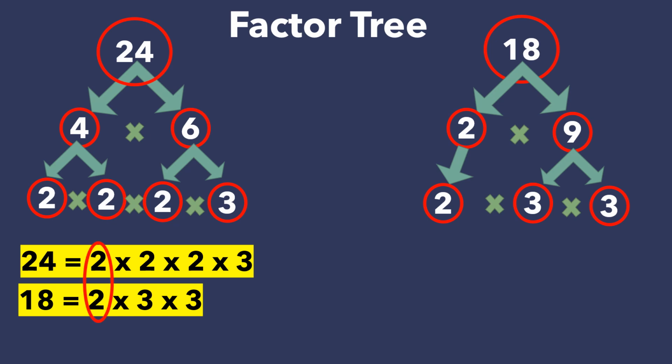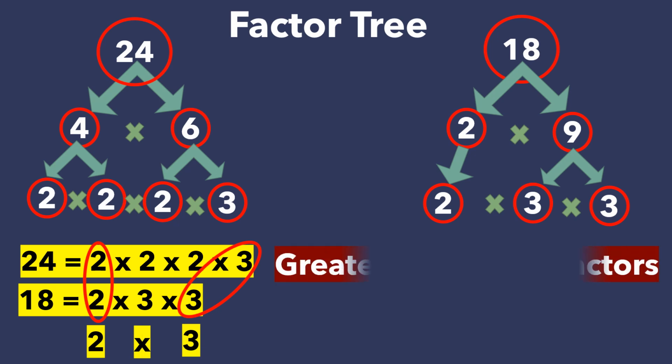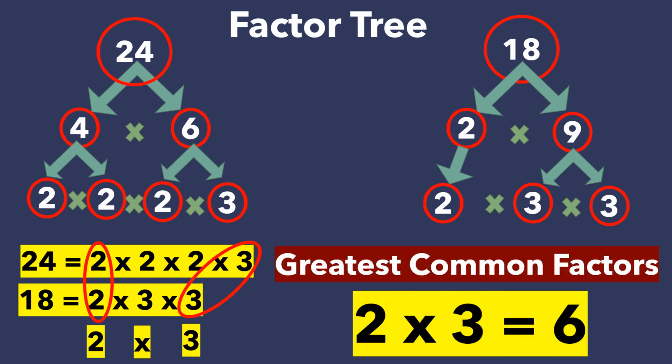So we have the common factors. The 2, bring down 2, and the 3, bring down 3. By multiplying the numbers, we will get the greatest common factor. So 2 times 3 equals 6.